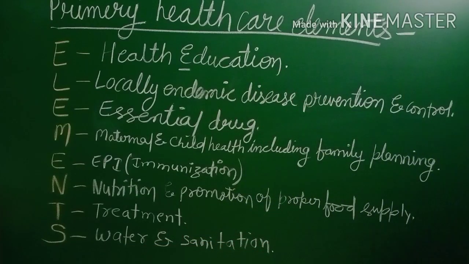Let's have a quick revision again. All the elements of primary health care: health education, locally endemic disease prevention and control, essential drugs, maternal and child health including family planning, immunization, nutrition and promotion of proper food supply, treatment, and water and sanitization.